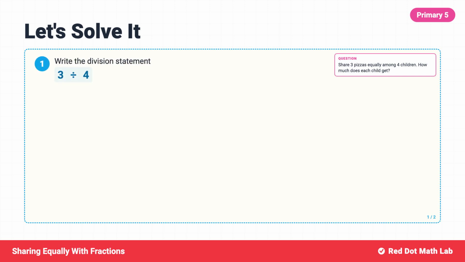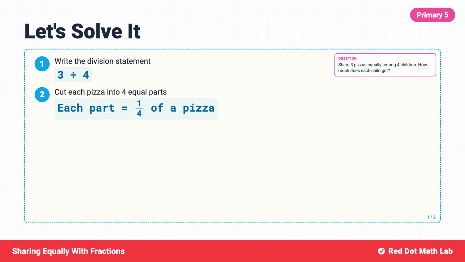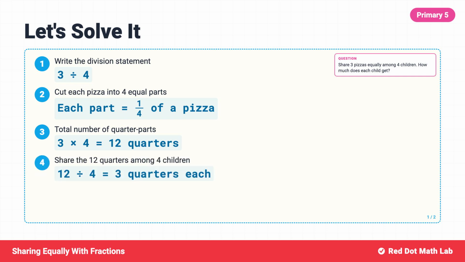First, we write the division statement. 3 divided by 4. Next, let's cut each pizza into 4 equal parts. Each part is 1/4 of a pizza. Now, how many quarter parts do we have altogether? 3 pizzas times 4 parts gives us 12 quarters. We share these 12 quarters equally among the 4 children. 12 divided by 4 equals 3. So each child gets 3/4.